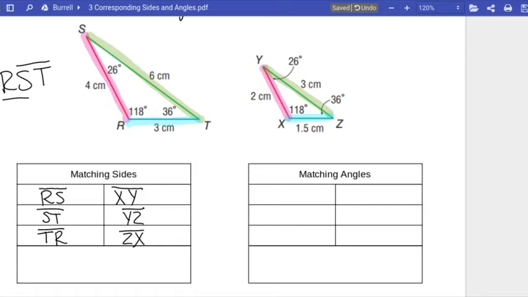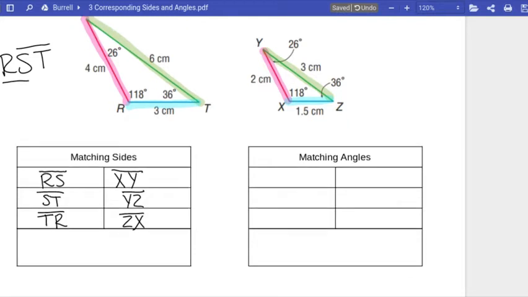Whenever we're doing corresponding sides or similar sides, the order does matter. The order that you write the letters in must be matching. So these are matching sides, but more importantly, we call them corresponding sides.